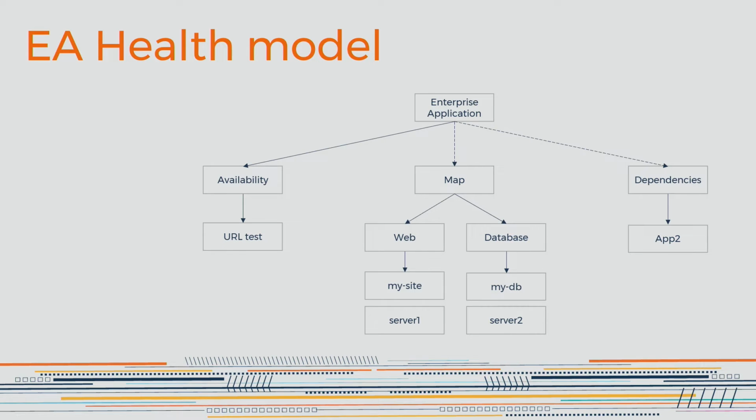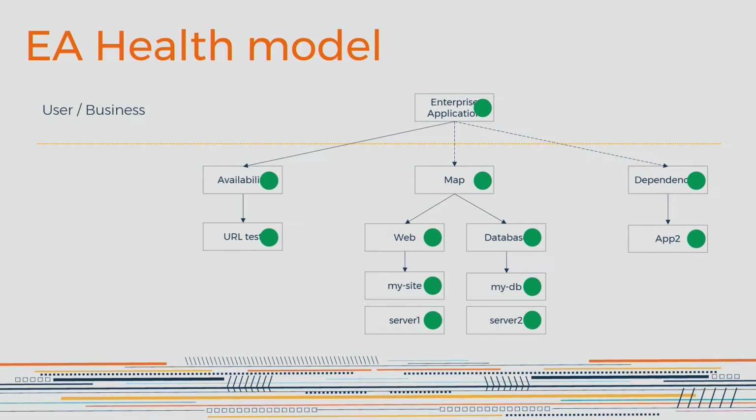But you can see here they contain the availability map and dependencies, but we have some dotted lines on the map and dependencies, and that's the health roll-up, which I'll explain in a second. So we have got this nice simple structure for modeling our enterprise applications. If we now pull health state onto that, you can see at the moment we're all green.